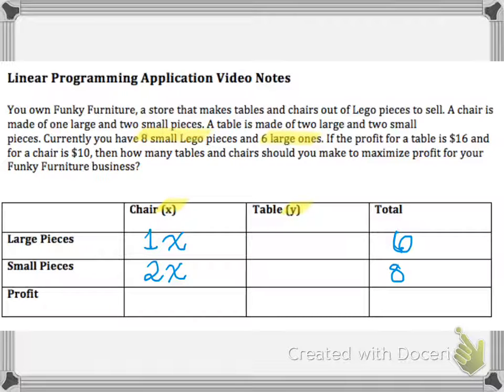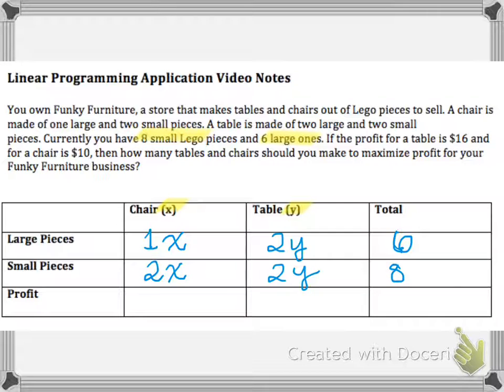Doing the same thing for tables with the y variable, a table is made of 2 large, so I'll have 2 times the total number of tables, and 2 small, so I'll have 2 times y as well there.